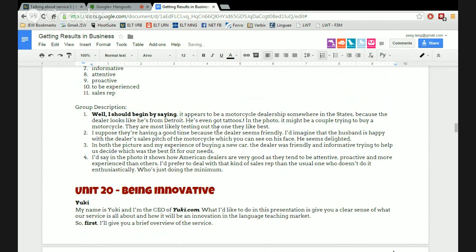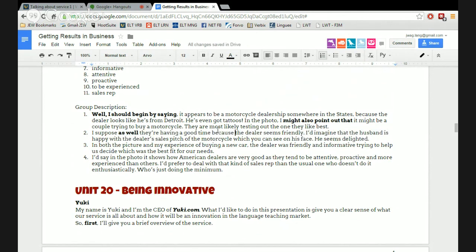In the photo, let's add a connector. I might also point out, look at that connector. In the photo, I might also point out that it might be a couple trying to buy a motorcycle. They are most likely testing out the one they like best. I suppose as well, there's another addition connector.